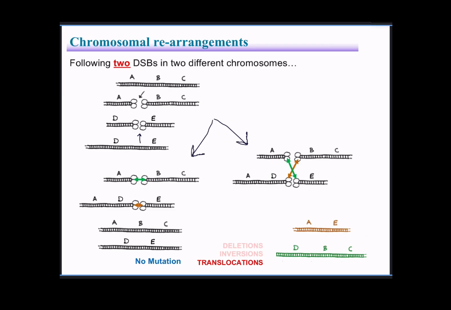So originally we had two chromosomes, one with loci A, B, and C, the other one with loci D and E. And after translocation, you could say that E translocated to A, or that B and C translocated to D, or there was some sort of swapping between these two.